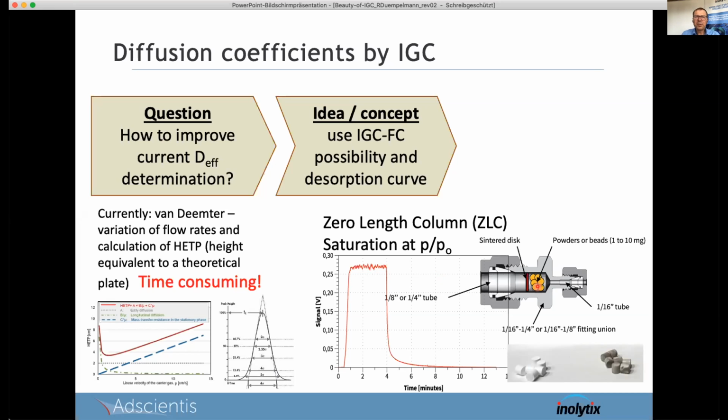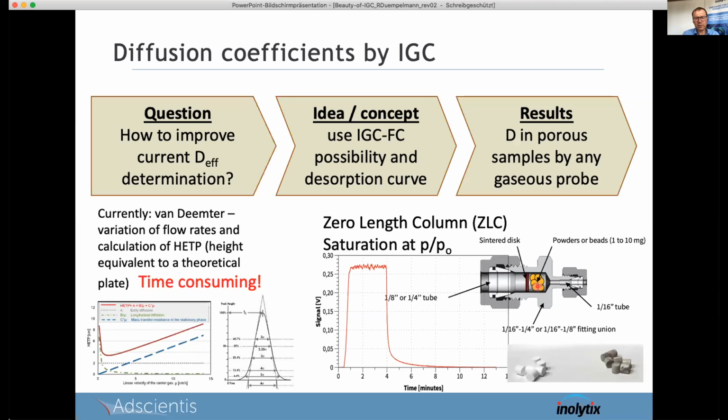That's called zero length column because what should be avoided is a reabsorption of the probe molecule on the outer surface of the different particles. So very, very small chamber here, but the principle is quite similar as with IGC finite concentration. So saturation and then desorption. So let's see what comes out of this.